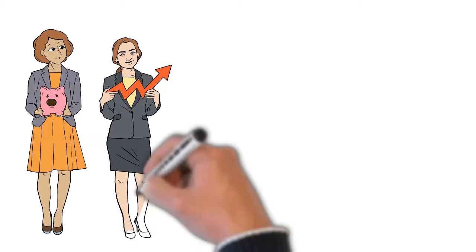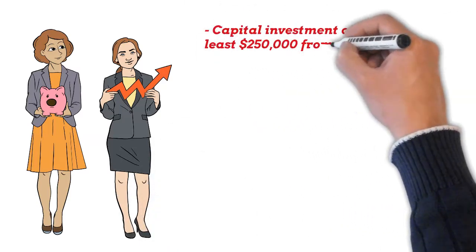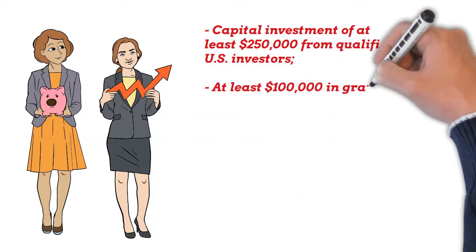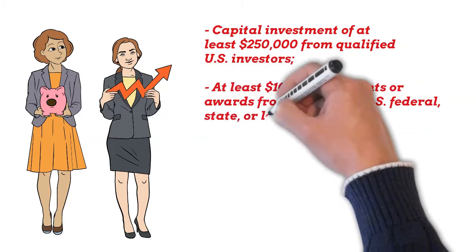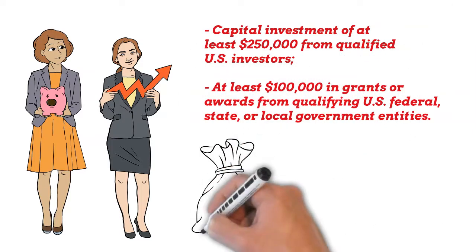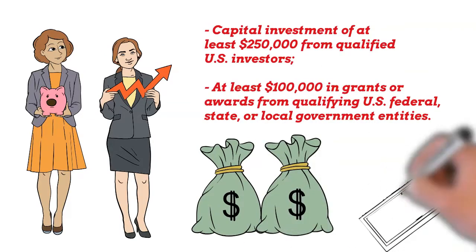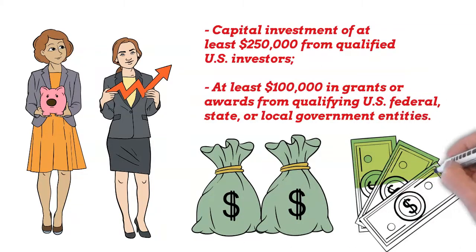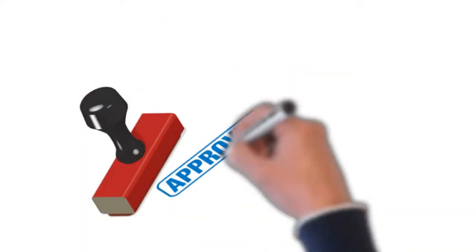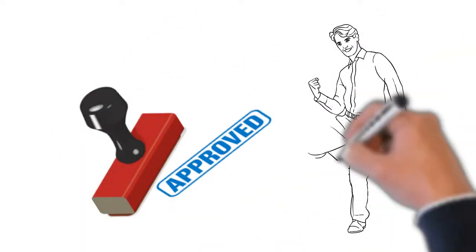They must also receive a capital investment of at least $250,000 from qualified U.S. investors, or at least $100,000 in grants or awards from qualifying U.S. federal, state, or local government entities. Applicants who partially satisfy this funding criteria must provide additional evidence of the startup's potential for rapid growth and job creation. Applicants who are approved can be paroled into the U.S. for an initial period of up to 30 months.